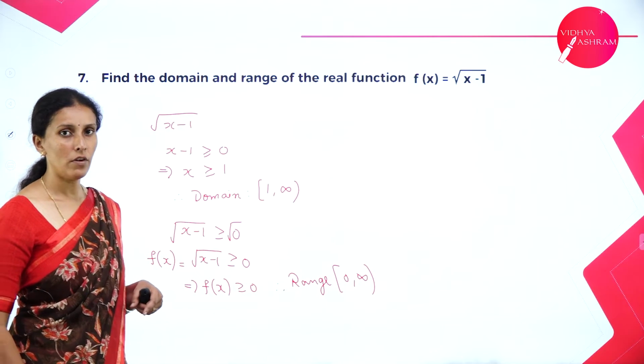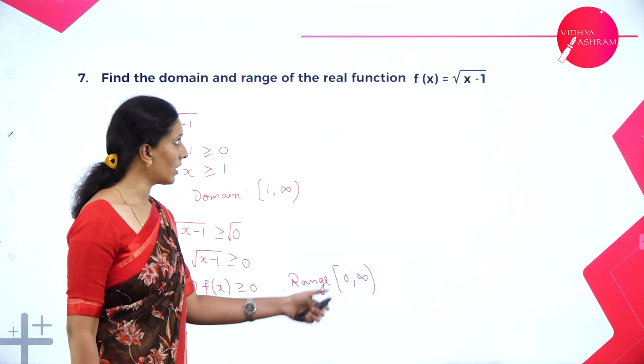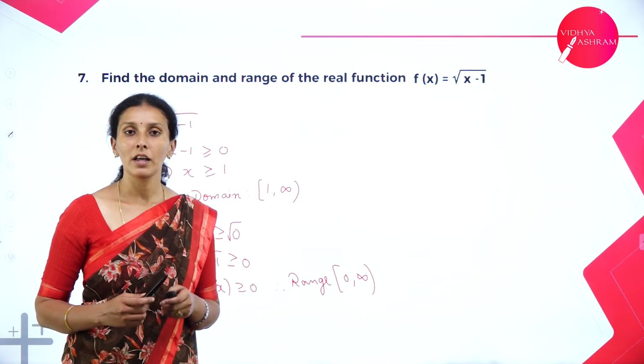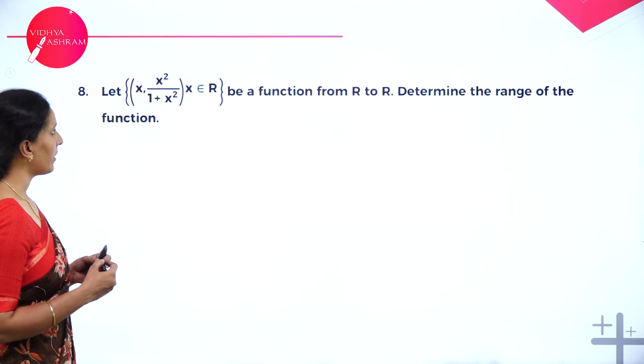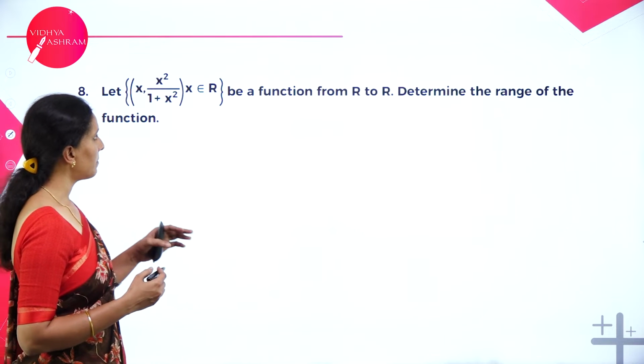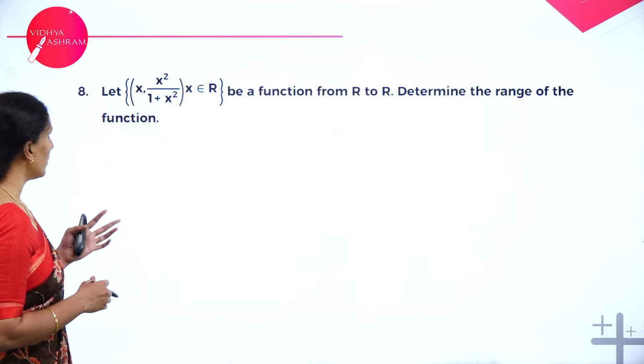So non-negative real numbers. So the domain is from 1 comma infinity, whereas the range of the given function is 0 comma infinity. Next, let f of x equal x square by 1 plus x square, where x belongs to R, be a function from R to R. Determine the range of the function.